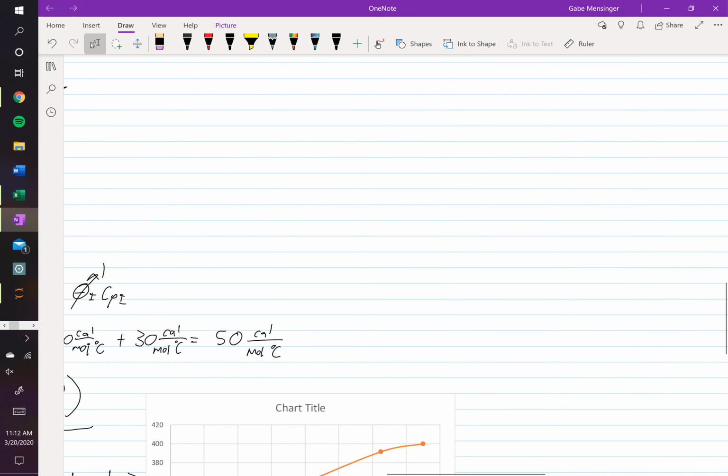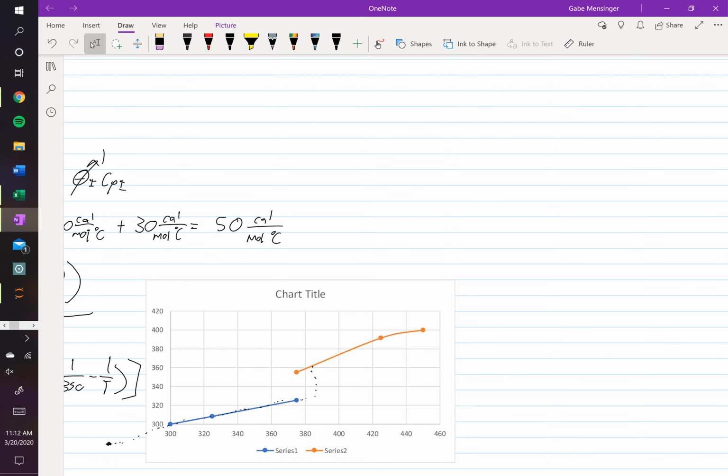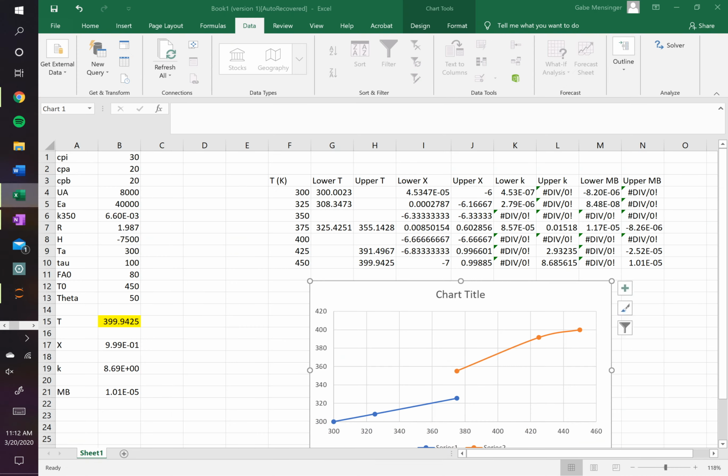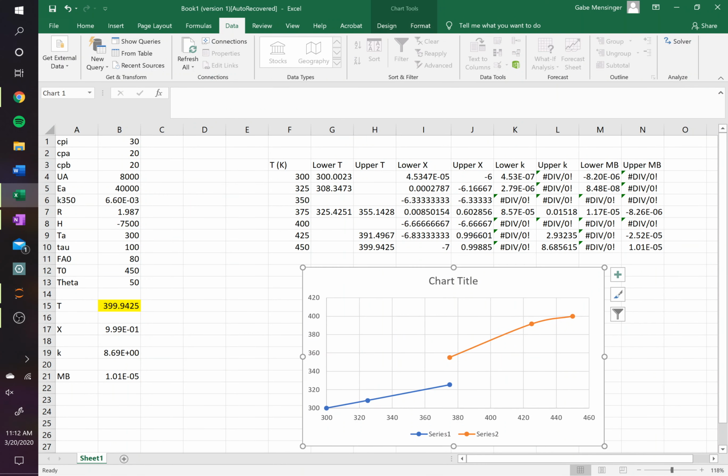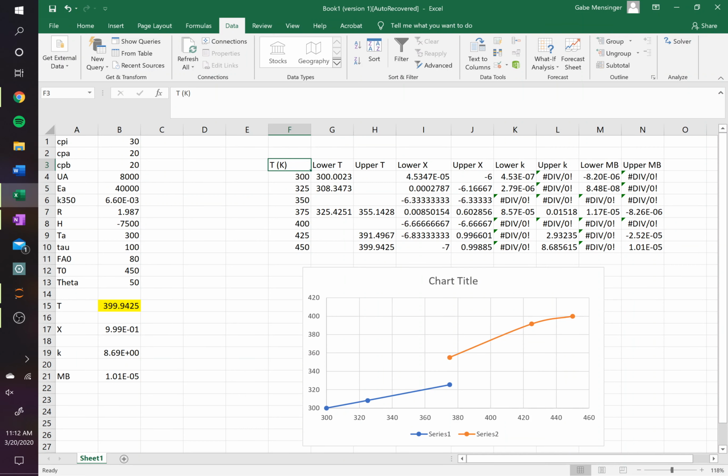And that is going to involve more guessing and checking based on this table that we found over here. And I'll give you a hint on this one. It's going to be between these two temperatures.